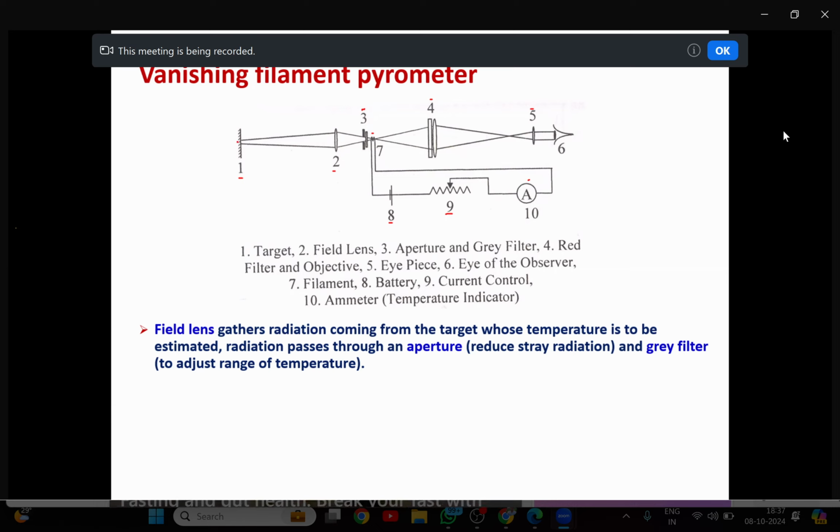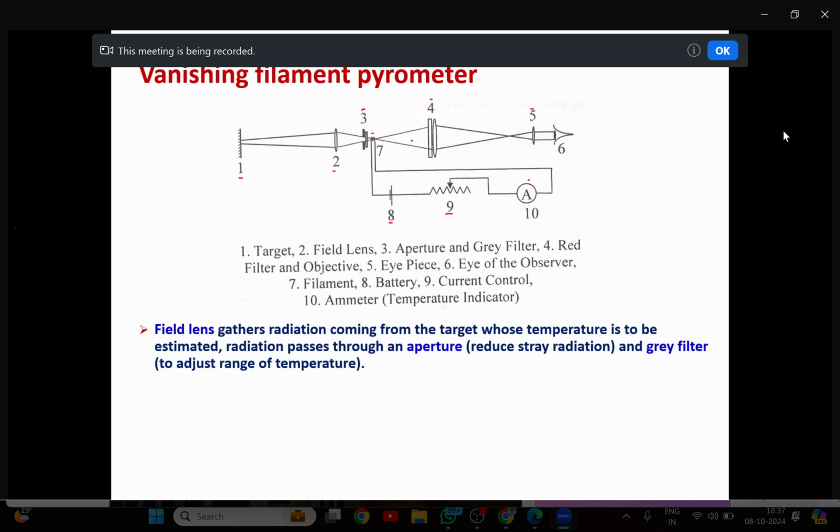And we are trying to measure the temperature of the target. And this radiation then passes through an aperture here. And the purpose of the aperture is to reduce the stray radiation. So radiation from elsewhere should not also pass through this. Only that which is coming through this field lens will be directed through the aperture.